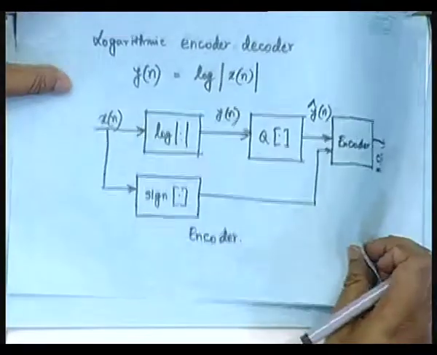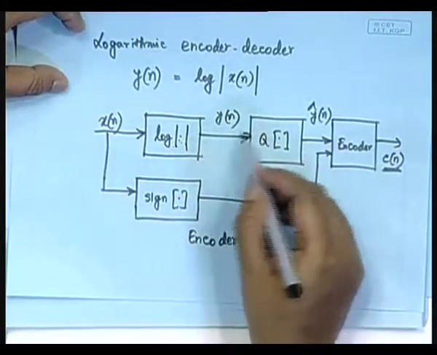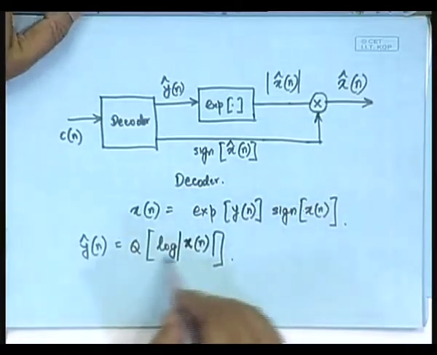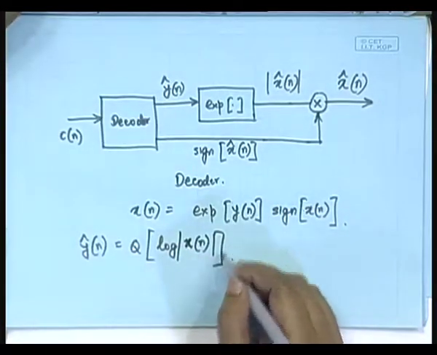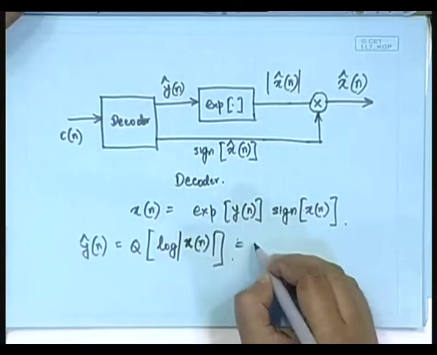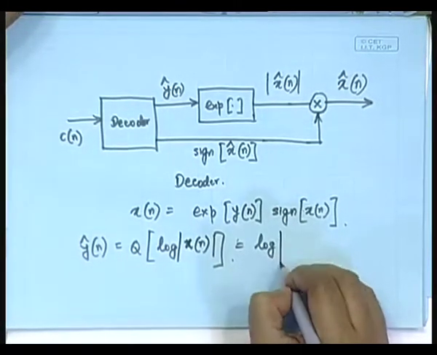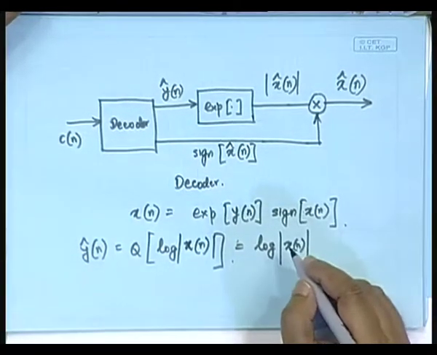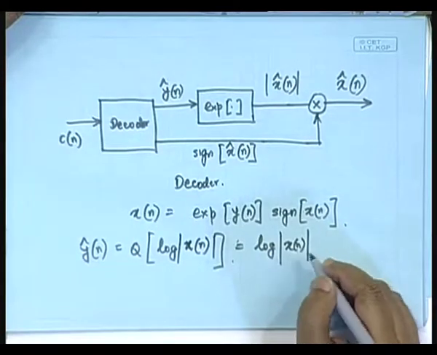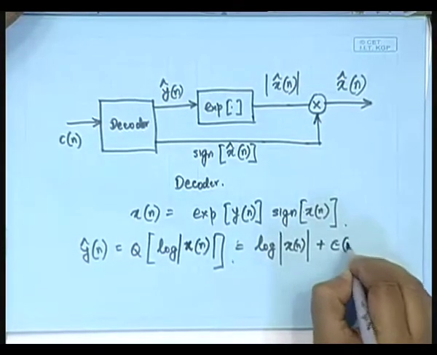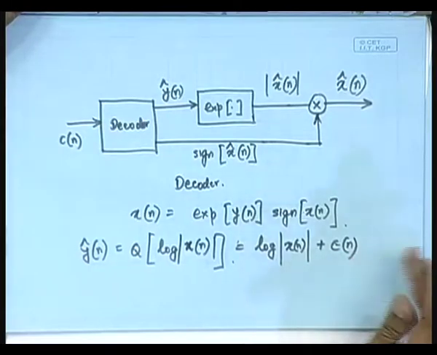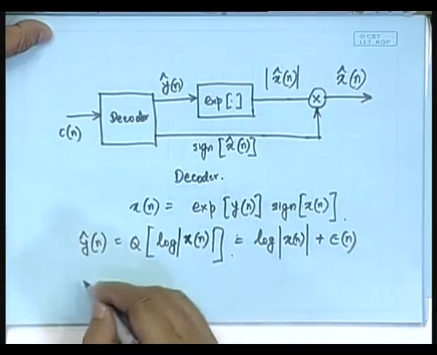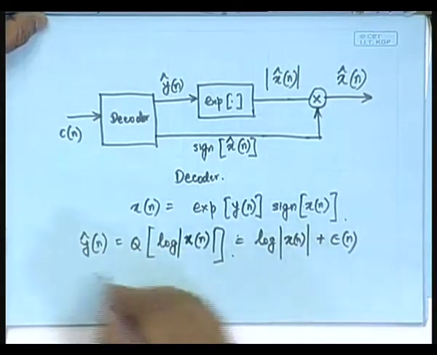You see, we directly get from here log mod x n and then take the quantized value of that. So, you get y cap of n, which is the quantized value of log mod x n, which of course we can write as log mod x n plus epsilon n, because there will be quantization error. So, the quantization error is denoted by epsilon n.